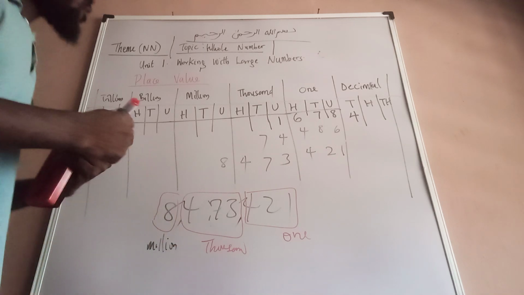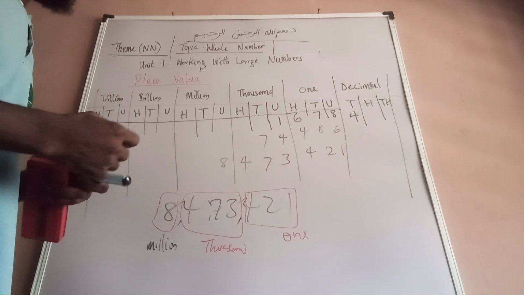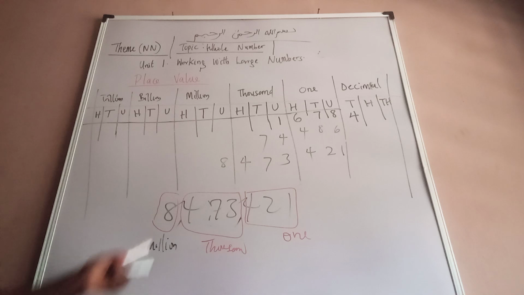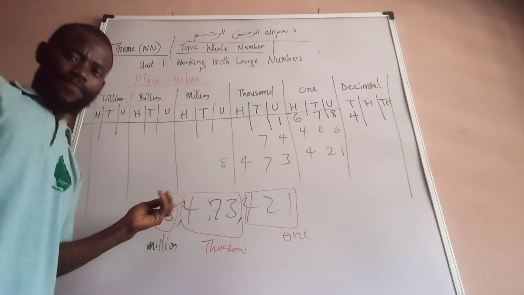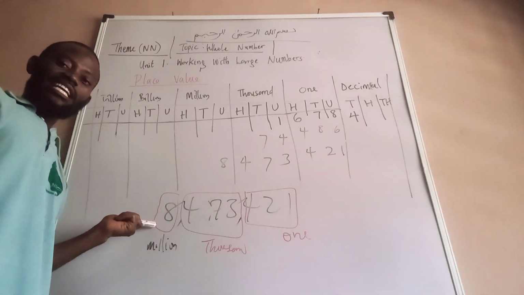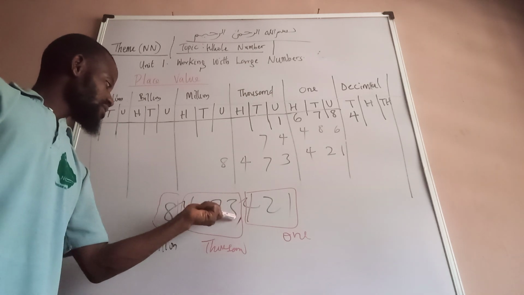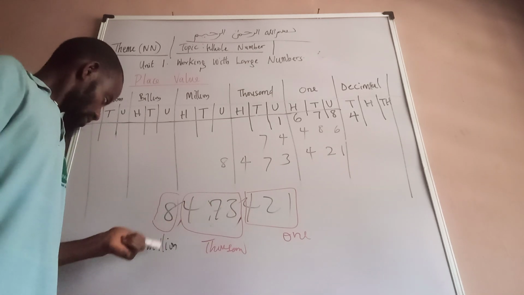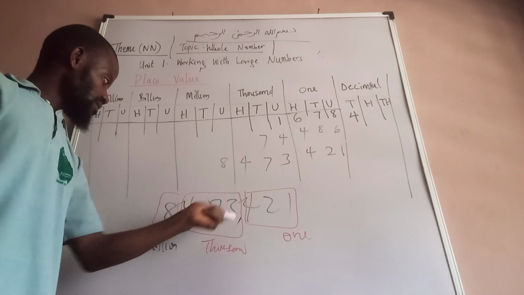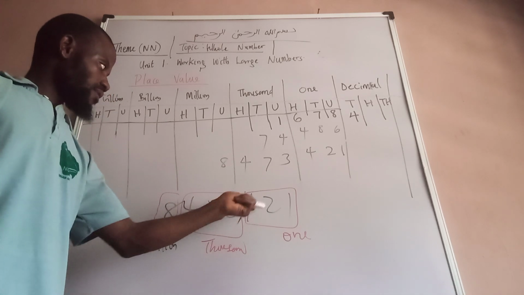All right, so having done that, I said, oh, this is under million, right? Then maybe this one is 8,473,000. 8,473,421.